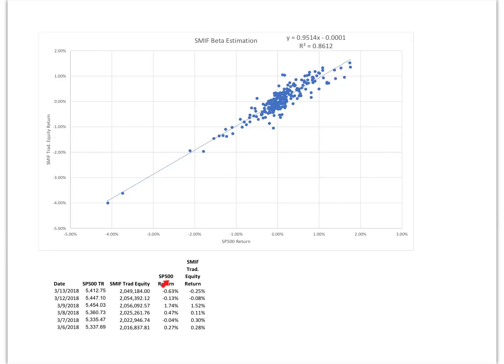Next, I plot the S&P 500 returns on the x-axis and the SMIF returns on the y-axis of my chart, as we see up here. And then I have Excel fit a trend line through the data points. Here's our regression equation, y equals 0.9514x minus 0.0001. This variable here is the beta for our stock. So over this 1 year time period, the student portfolio had a beta of about 0.95.